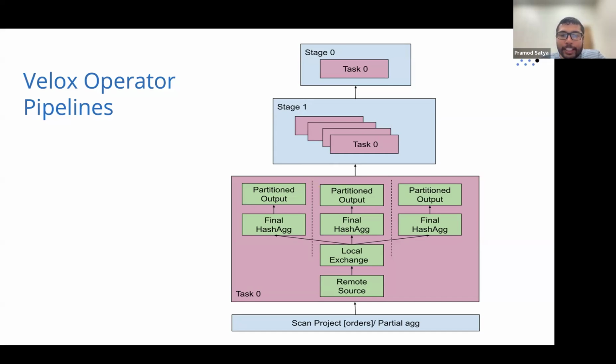A plan node can be converted into one or more operators. For example, a table scan node can be converted into multiple table scan operators, and each operator can be executed by a driver, which is a thread of execution. But some plan nodes can be converted into multiple operators of different types. Let's say we have a hash join node, it can be converted into multiple hash probe operators and hash build operators.